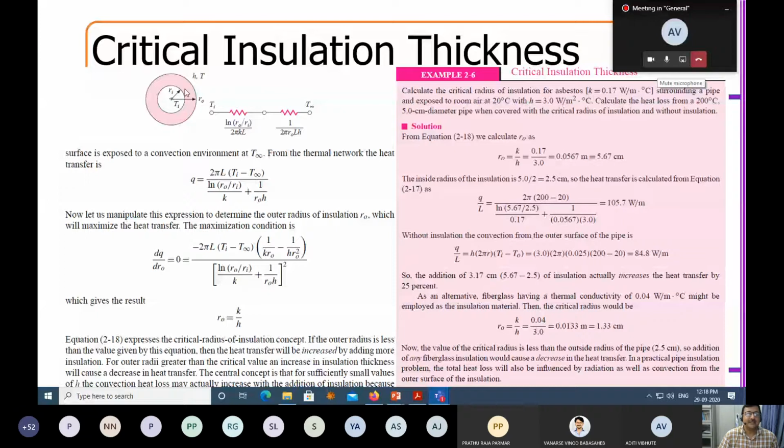These are the two resistances. What is the driving force? T infinity minus Ti is the driving force. If I write Q, Q will be equal to the driving force divided by the resistance. This will be my equation. Now I take a derivative of this with respect to the outside radius. Why am I doing that? Because there are two different mechanisms going on here. When I keep putting insulation, I am putting more and more resistance toward conduction. I'm putting a highly insulating material on the surface so that the heat is not going out.